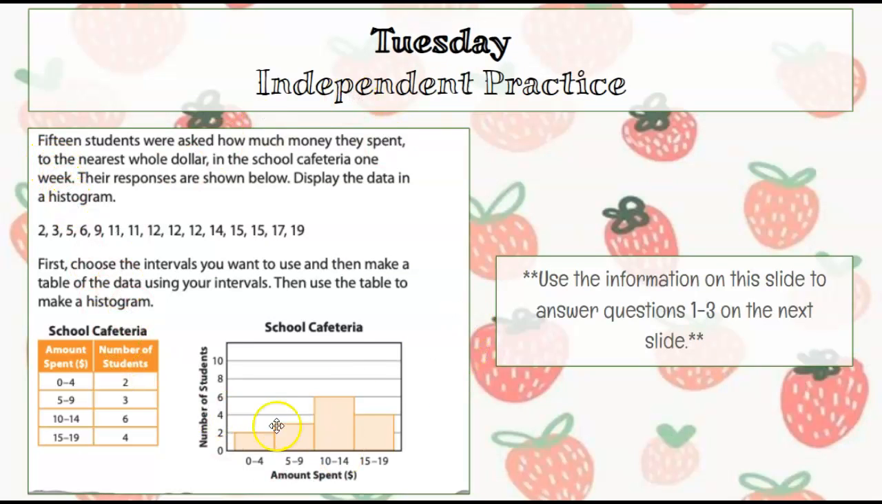Here is just some information. You're going to use this information about how much money spent to the nearest whole dollar in a school cafeteria in 1 week. So you've got the amount of money spent. These are all your data points. It put it into a table for you. So from 0 to 4, there were 2 students, 5 to 9, 3 students, and so on. Then I put it into a graph.